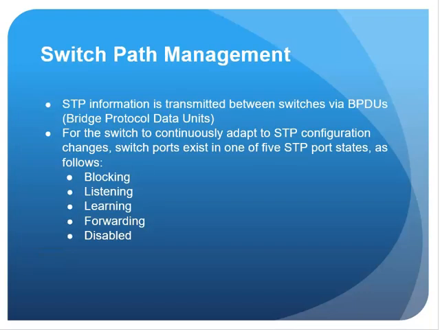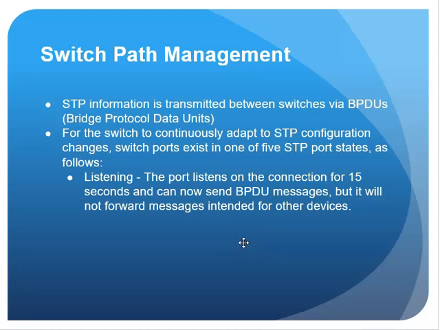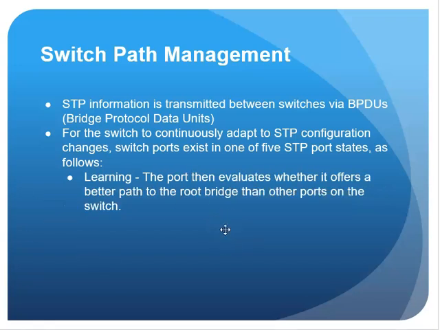Now, STP communicates back and forth with these bridge protocol data units, BPDUs, and it can set these switch ports in any of these states: blocking, listening, learning, forwarding, disabled. First thing here, blocking. This redundant path, it'll put it in a blocking state. No traffic is going to go in or out. With our listening state, it's going to listen for connections and see if it needs to. It's not going to forward any traffic. It's going to listen to see, am I needed on this pathway, if you will. Learning, whether there is a better path.